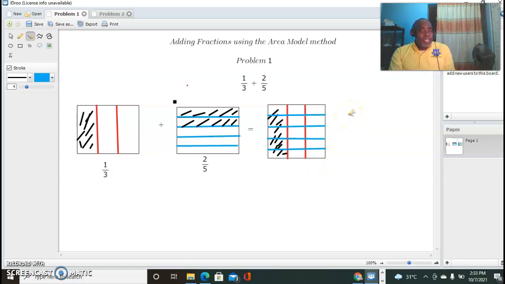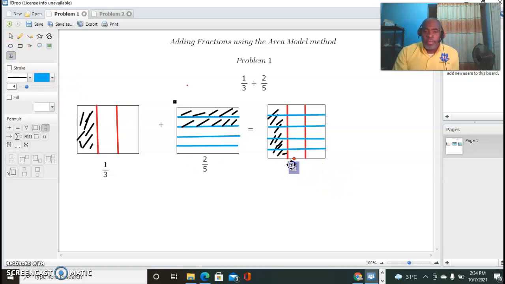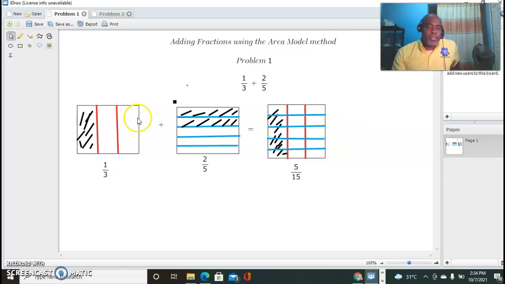But my question is, how many parts do we now have? Let's count. 1, 2, 3, 4, 5, 6, 7, 8, 9, 10, 11, 12, 13, 14, 15. So our new denominator is what? 15. Now, out of 15, how many parts are shaded? 1, 2, 3, 4, 5. 5 parts. So we are saying that 1/3 is the same thing as 5/15. Alright, so we're going to put our addition sign here again.